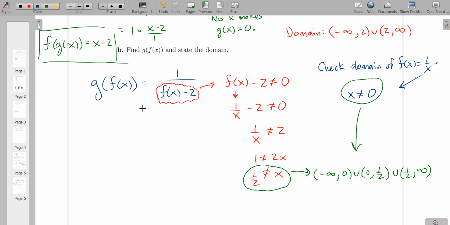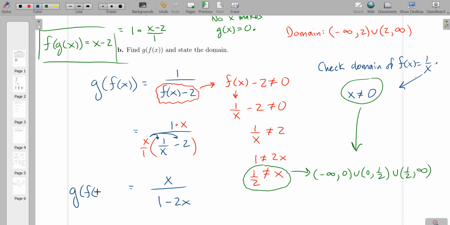And then finally, let's finish simplifying. So f of x is 1 over x minus 2. Here's one where I think it's handy to multiply on the top and bottom by the LCD, which is x. So multiply by x over 1 on top and bottom. And so this becomes x over, of course we distribute, x over 1 times 1 over x is 1, and then minus 2x.